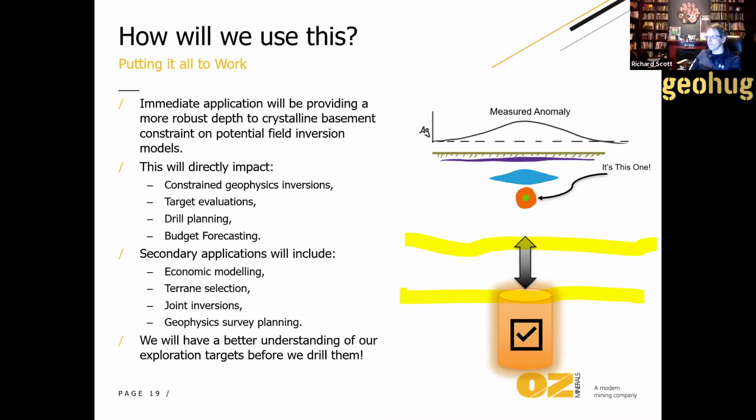What we do with it: we actually used it a couple of times recently in evaluating some projects or possible opportunities or ground to go and grab. Other areas you'd feed it into include target evaluations, drill planning, and inversions. We've got an economic modeling stream going at work, so it builds into there. Also various other surveys, and a better idea of what the targets might look like in general.